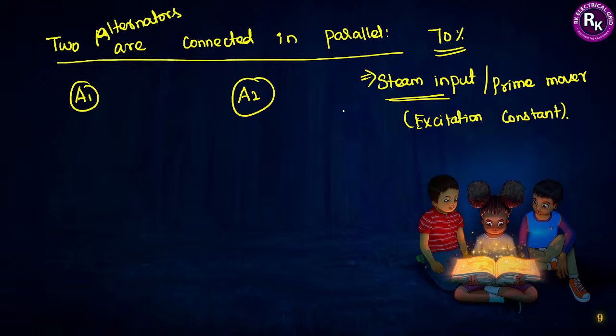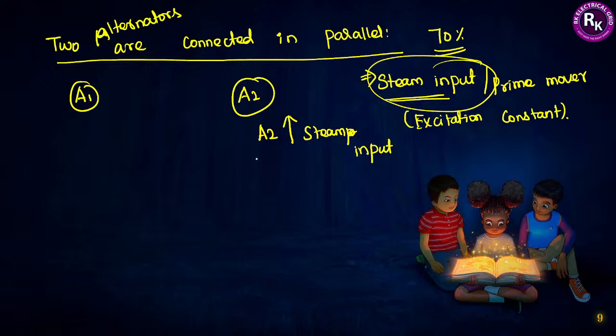The question is whether we are increasing the steam input for both machines or only one machine. Only one machine: we are going to increase the steam input for only one. I am taking alternator 2; suppose I increase its steam input, let us see what will happen. You can keep the same data for the other machine also. Step by step, first the real power.